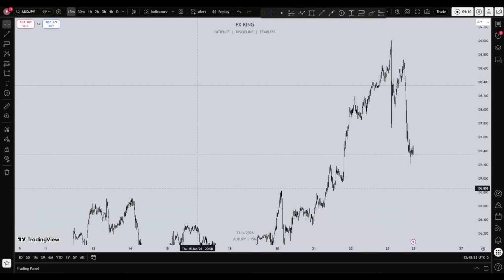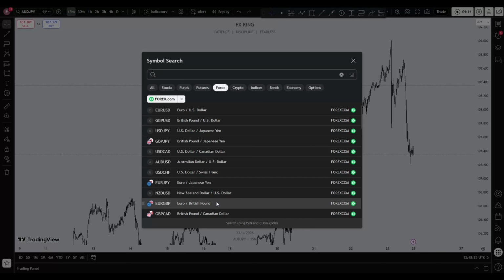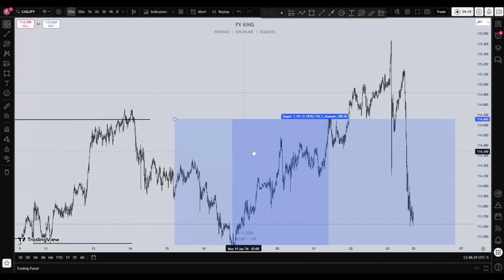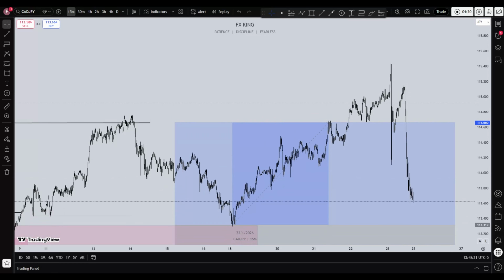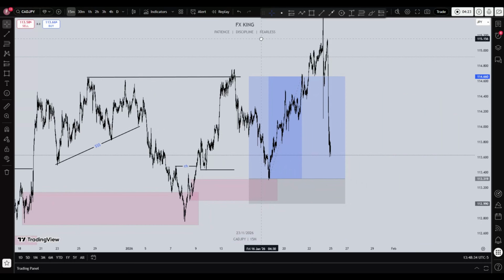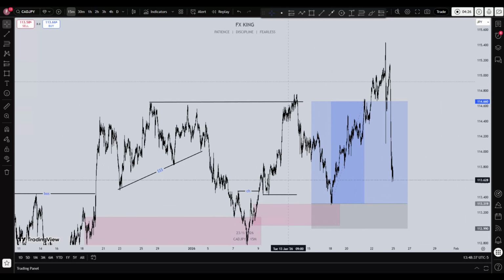Let's see another pair. This pair dropped violently. We need proper structure for it. Okay, I think we had the position that got completed here. Nothing much here as well.